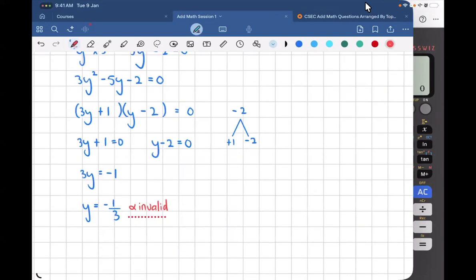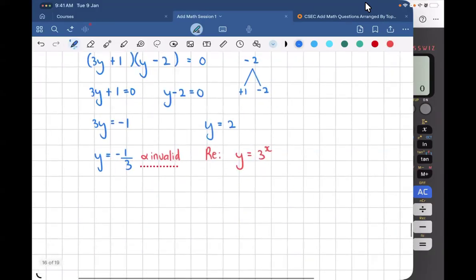Let me continue. I have y minus 2 is equal to 0. So if I move across minus 2, that would be equal to what? y equals 2. And what did I say y was? y was 3 to the power of x. So we're going to end up with 3 to the power x is equal to 2.